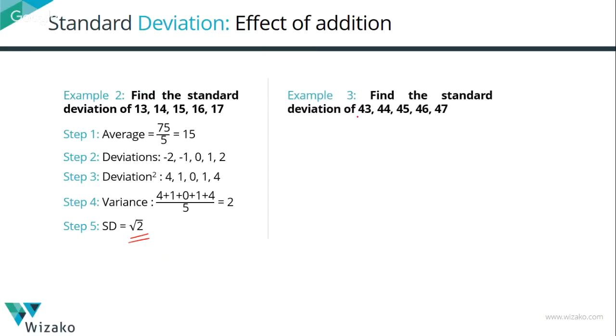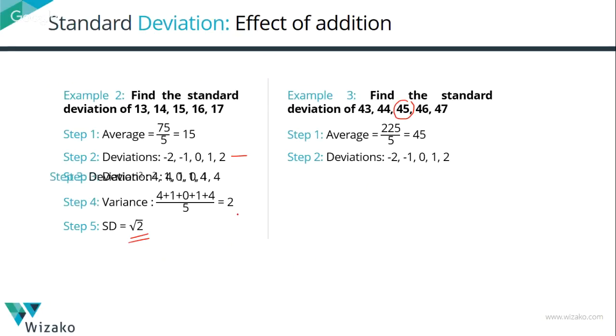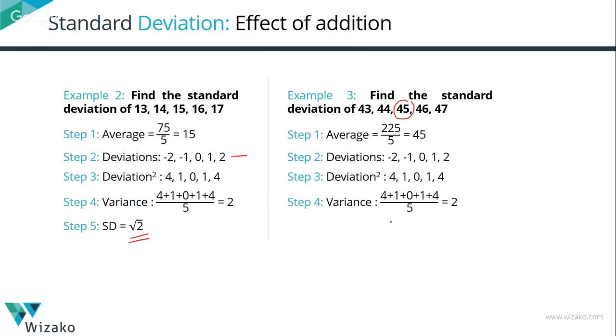This example, the 5 numbers are 43, 44, 45, 46, 47. Let's compute the mean for it. The mean is the middle term because this is also in an arithmetic progression. Mean is 45. What are the deviations? Deviations are the same. 43 minus 45 is a minus 2. 44 minus 45 is a minus 1. 0, 1, 2. So it's the same as this, which means square of the deviations cannot be different, which means variance cannot be different, which means standard deviation also cannot be different.